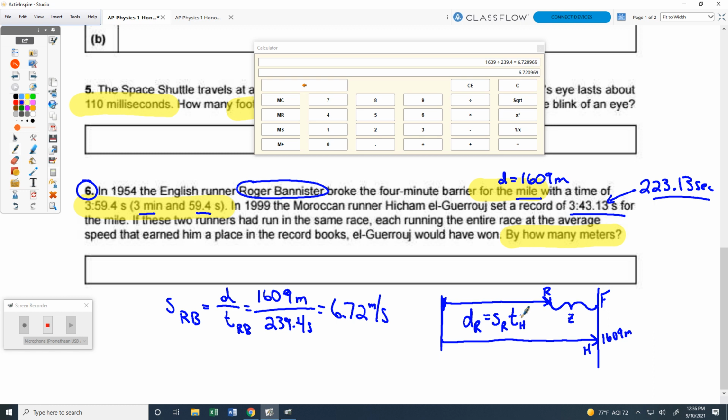So I have the time up here, but I'm going to use the speed from over there. And then I know Chacham has run the entire race, so he's gone 1609 meters. We're going to figure out how far Roger has gone, and to find Z, I just have to find the difference between those two lovely numbers.